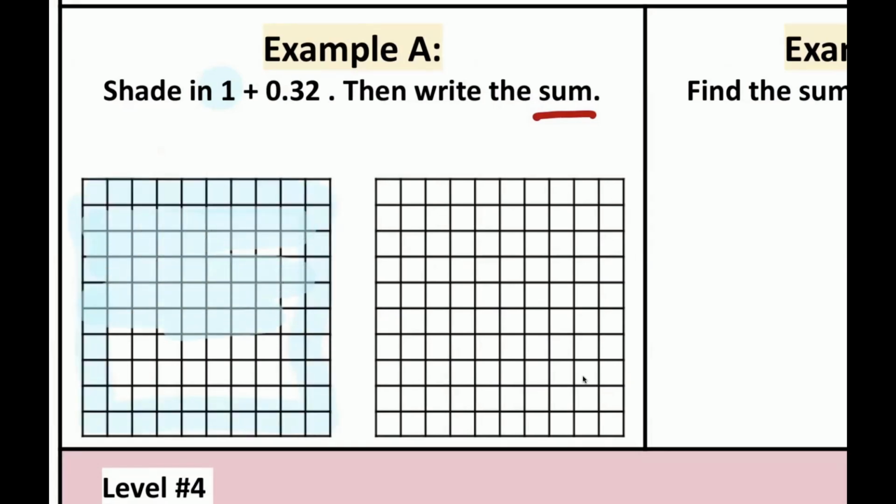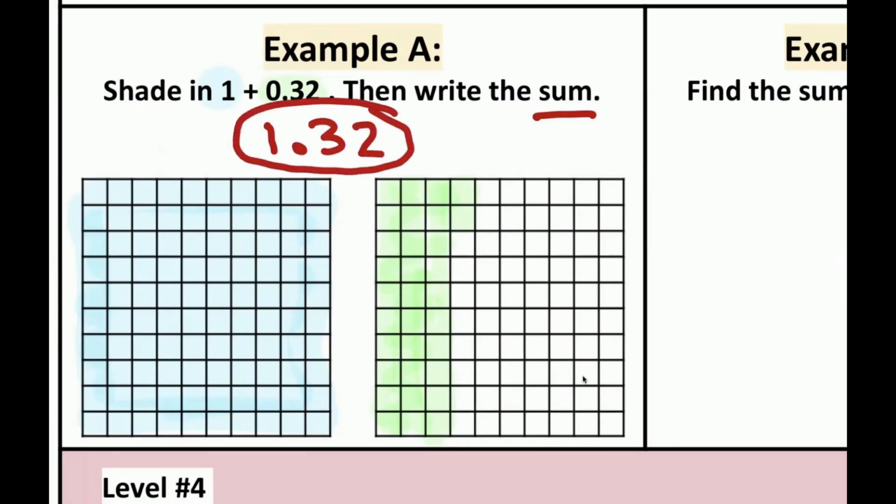Doesn't have to be perfect. And then in our next box, we'll shade in 32 hundredths, so 32 out of 100. Each column is 10, so we can just make it a little easier by counting by tens: 20, 30, and then we have 1, 2. So we shaded in our model. Now that we've done that, we can write our sum, which is 1 and 32 hundredths.